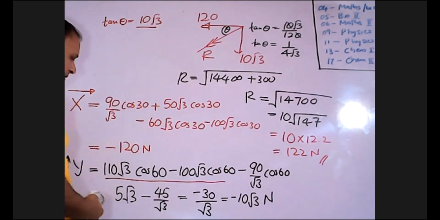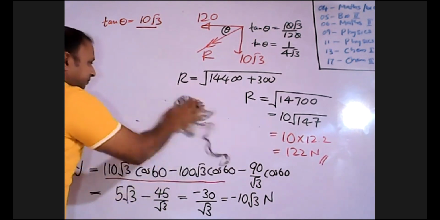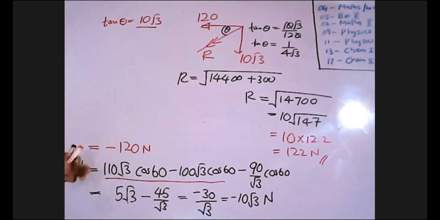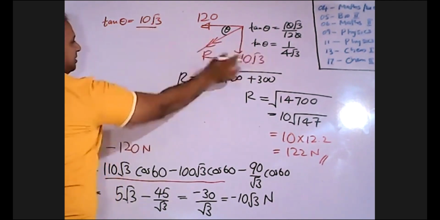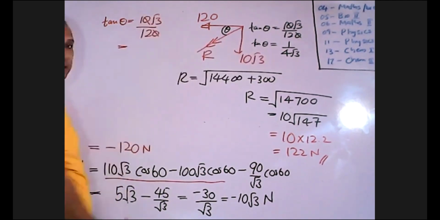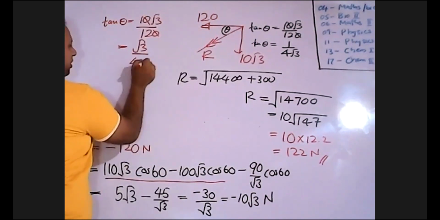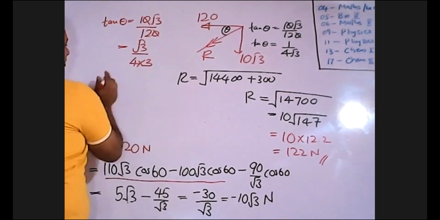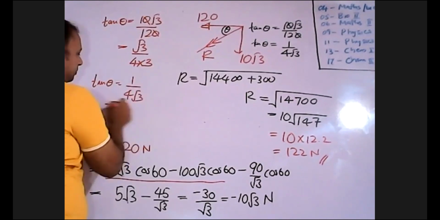No. You have to take the common denominator. Wait, I will explain it. First I will explain this one. y is 10 times root 3, x is 120. Therefore, this one will be cancelled out. 12 can be written as 4 into 3, so again root 3 and 3 will be cancelled out. The remaining is root 3. So tan theta is 1 over 4 times root 3.